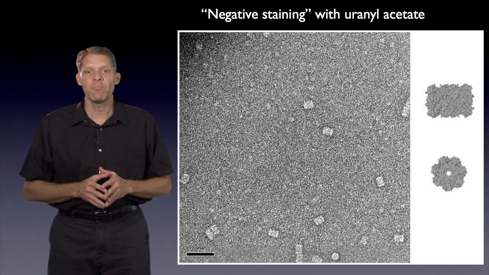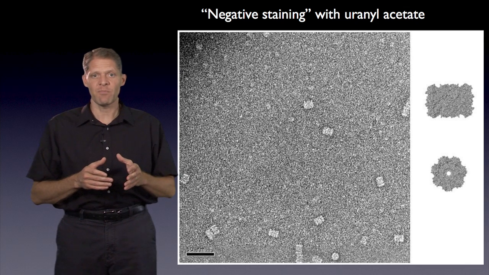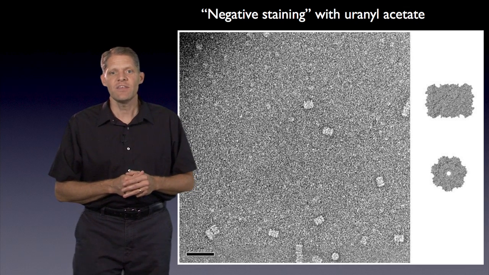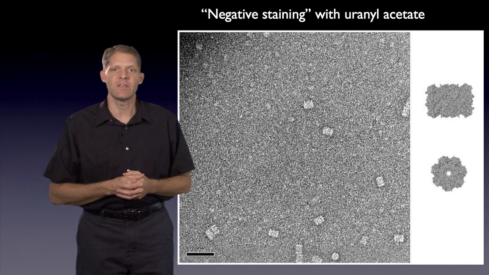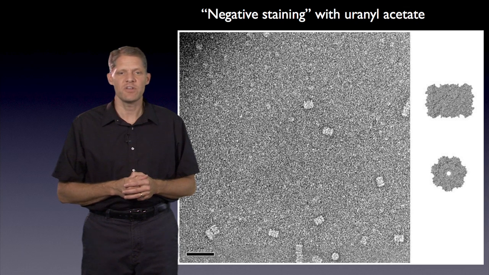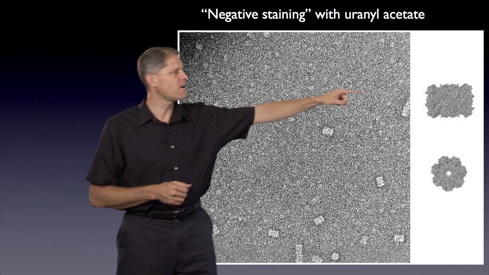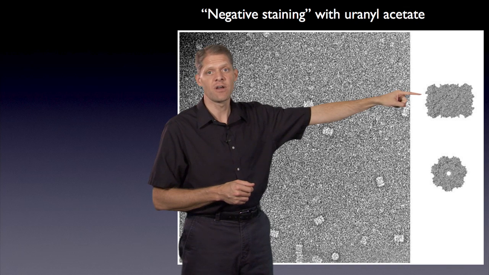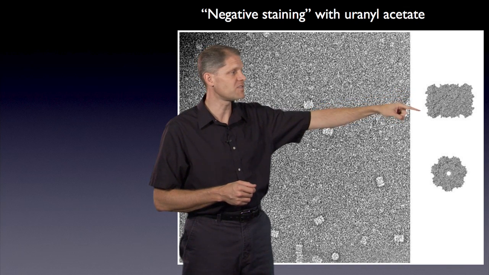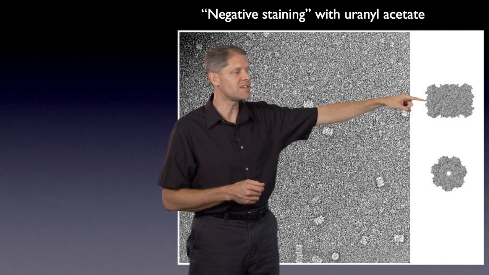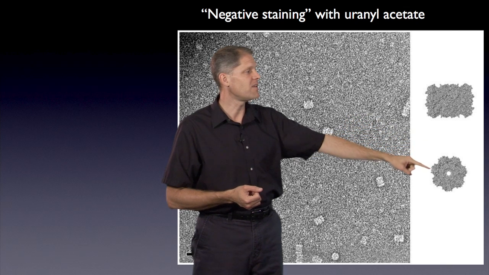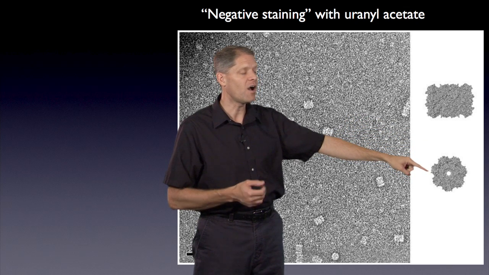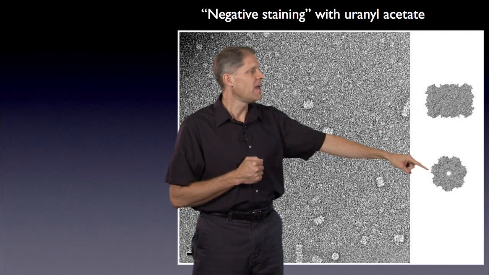And this is an example image that was obtained by negative staining. In this case, it's a purified protein, the 20S proteasome. Over here is the crystal structure, a representation of the crystal structure of the 20S proteasome from the side view, where you can clearly see that it's barrel-shaped. And then down here, a top view down the barrel.